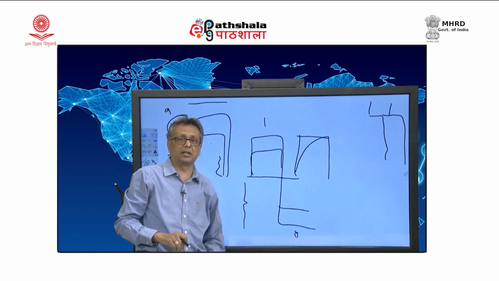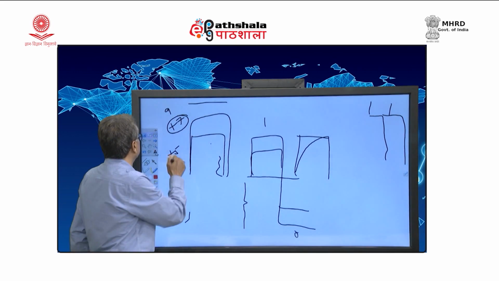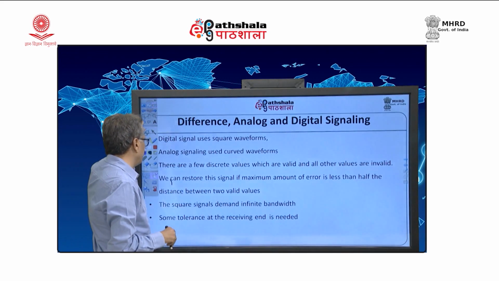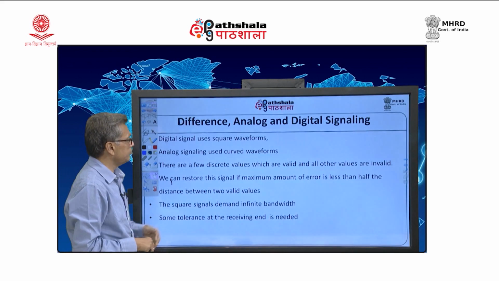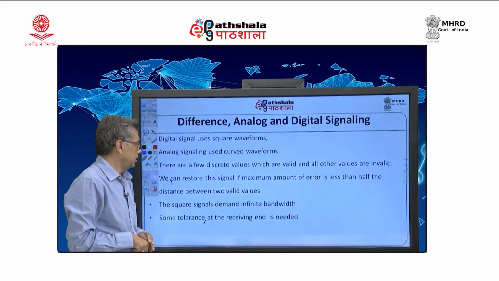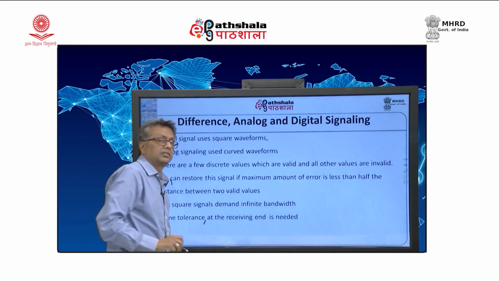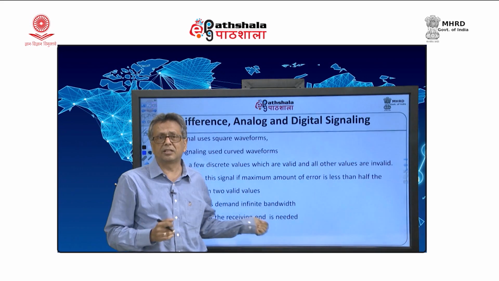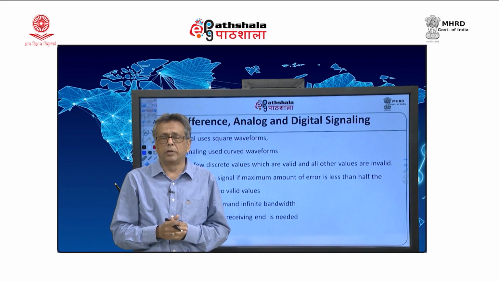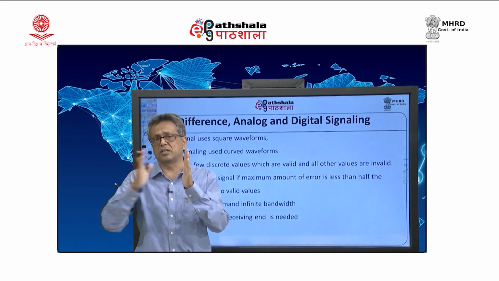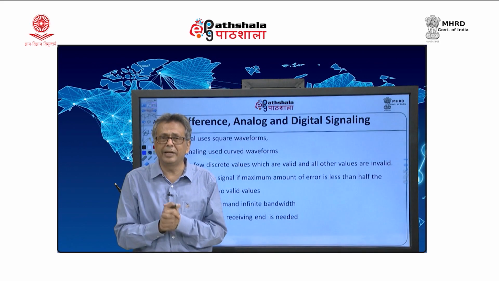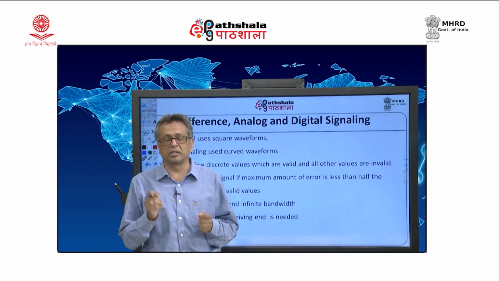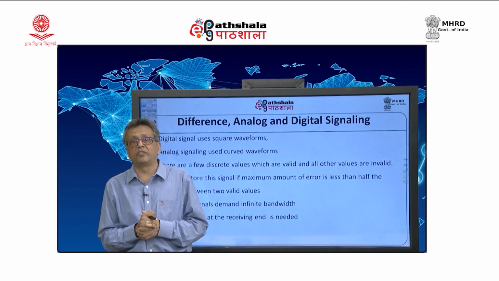A repeater does exactly that. It corrects the signal, reshapes the signal, which is not possible in the case of analog. So, that is the power. That is the good thing about digital signaling. We can restore the signal. But the problem with square signals is that they demand infinite bandwidth. When we looked at harmonics in the previous module, we saw that this is a very difficult thing to do. Because if you want a square signal to be sent intact to the other end, you need infinite bandwidth. Then all harmonics will pass through and you will get the square signal intact, and no media in the world can provide infinite bandwidth.